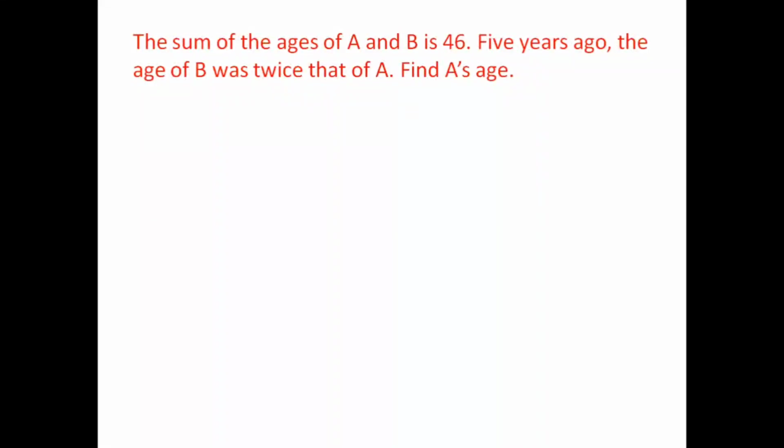One more condition is given, that is 5 years ago, the age of B was twice that of A. It means that before 5 years, B's age was double of A. Now we'll see how we can solve this question and how we can find the age of A.